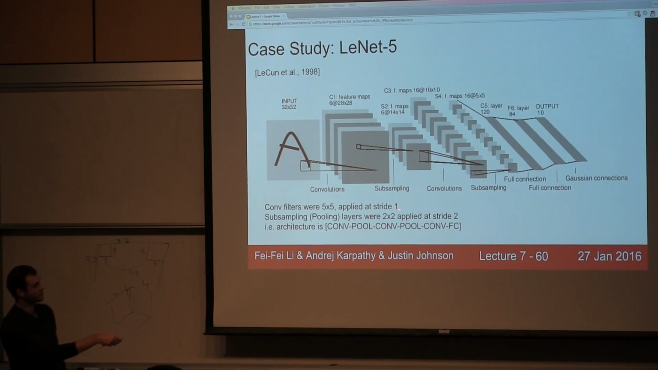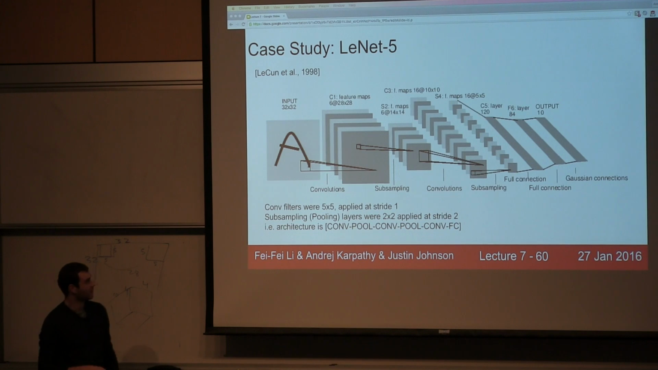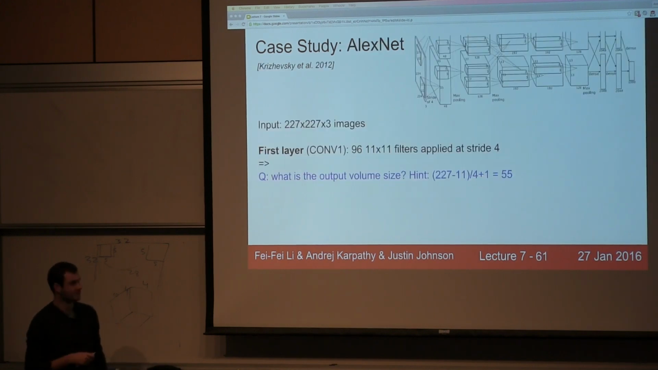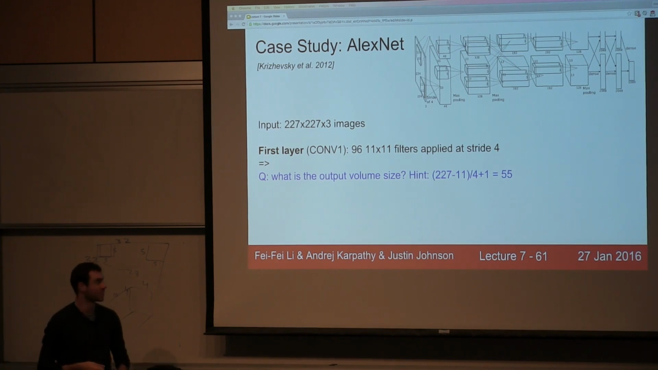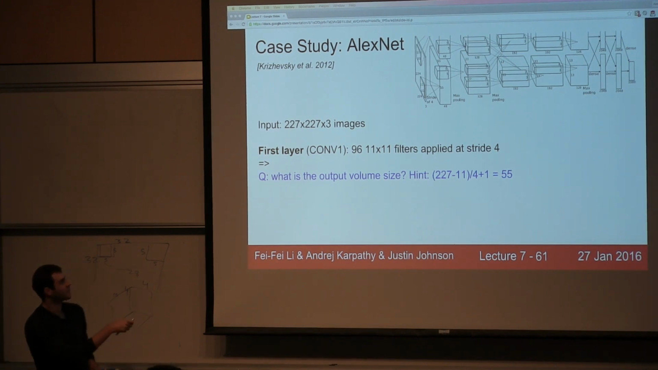And they use 5 by 5 filters applied at stride 1, and the pooling layers were 2 by 2 applied at stride 2. I don't want to dwell on this architecture too much because we have a few more interesting architectures as well. So we'll go into much more detail on AlexNet. AlexNet is the architecture from Krizhevsky et al. in 2012 that famously won the ImageNet competition by a big margin.